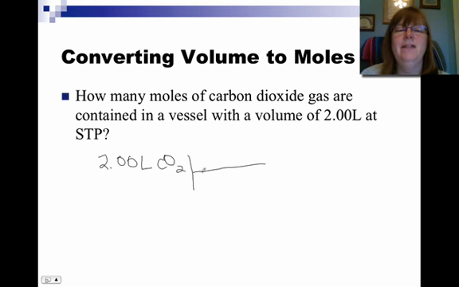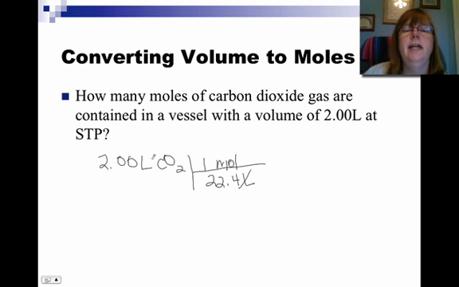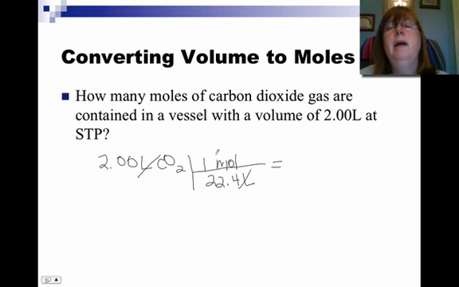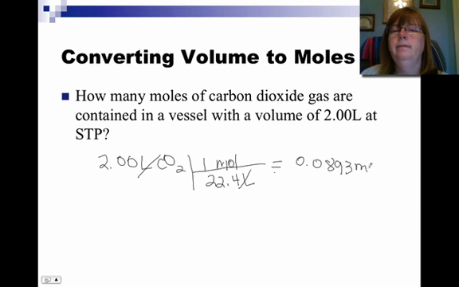So you have 2 liters of carbon dioxide, and 1 mole has a volume of 22.4 liters. The liters cancel and we're left with moles. So this time we're taking 2 liters and dividing by 22.4, and we end up with 0.893 moles of our gas. So when we started with a volume, we divided by 22.4.